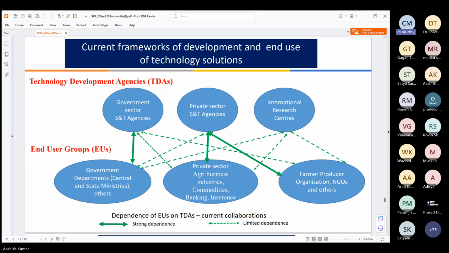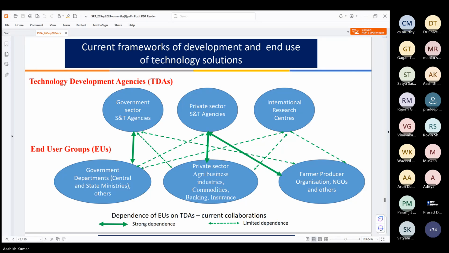Whereas private sector end users depend largely on the private sector science and technology agencies, to some extent on international centers, and to some extent on government sectors. Of course, the farmer producer organizations, FPOs and NGOs, also depend more on the private sector S&T agencies. Most of the geospatial applications in the agriculture sector in India are in the scope of the government departments, that is the Central Ministry of Agriculture, State Department of Agriculture, Rural Development, and so on. These departments depend only on the government sector TDAs. Although the capabilities of the private sector are equally competent, their dependence on private sector or international agencies is very limited.